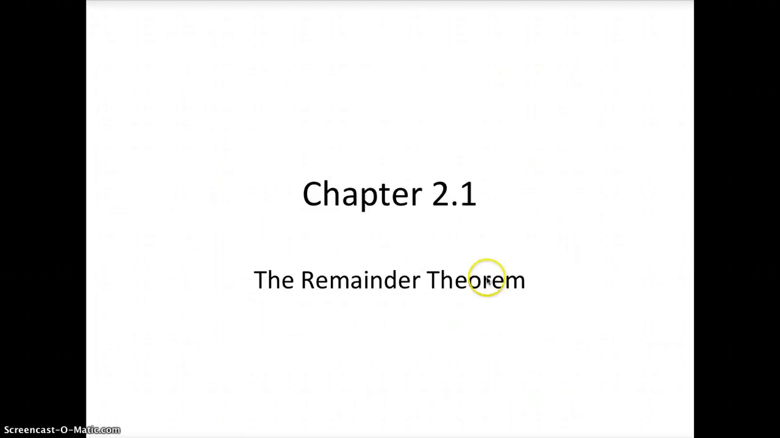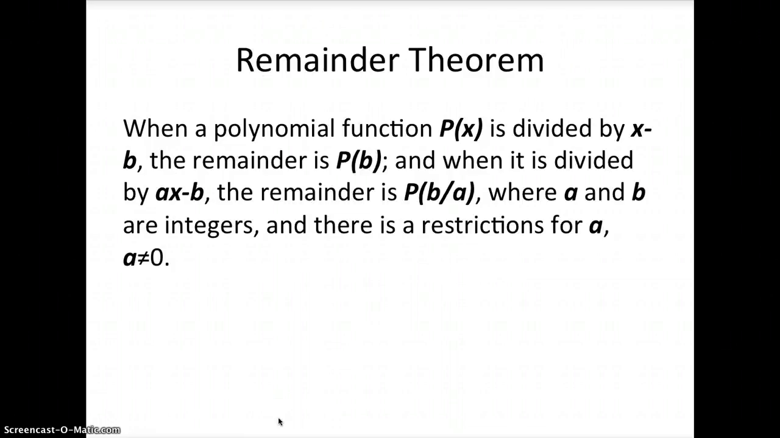So I'm going to present chapter 2.1, which is the remainder theorem. What is the remainder theorem? When a polynomial function is divided by x minus b, the remainder is P(b), and when it is divided by ax minus b, the remainder is P(b/a), where a and b are integers and there is a restriction for a, which is that a cannot be 0.